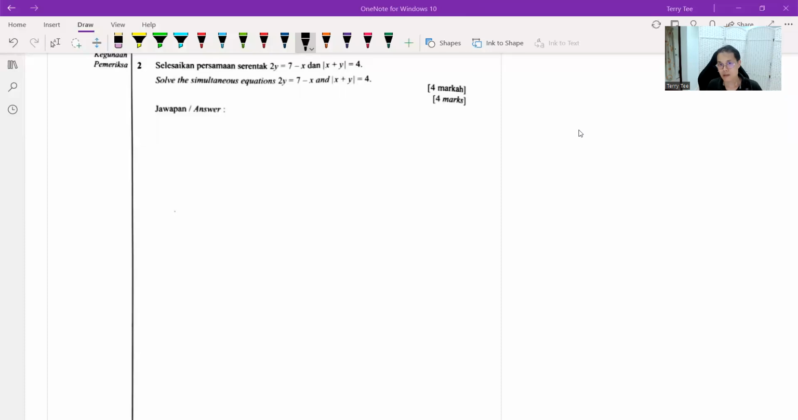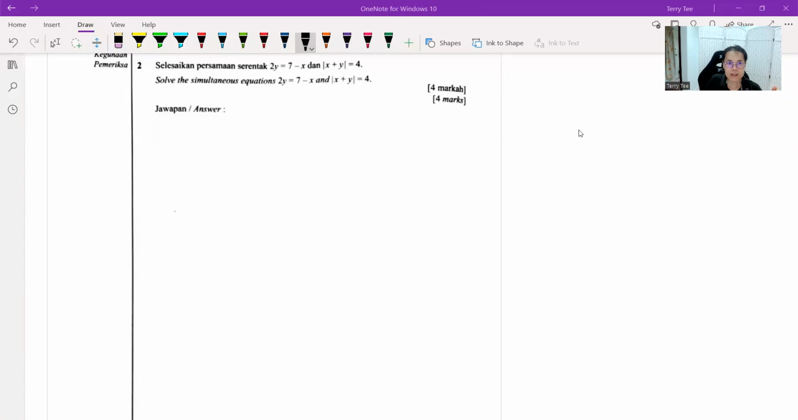Okay, question number 2. Now, this question is from the chapter system of equations, but it's a bit weird as in normally in a system of equations, we have 3 unknowns, x, y, z, or we have 2 unknowns, x and y, where one of them is linear, one is non-linear. But in this case, what we have here is a pair, or should I say 2 pairs, of linear equations.